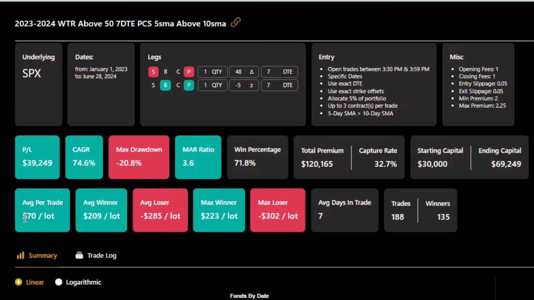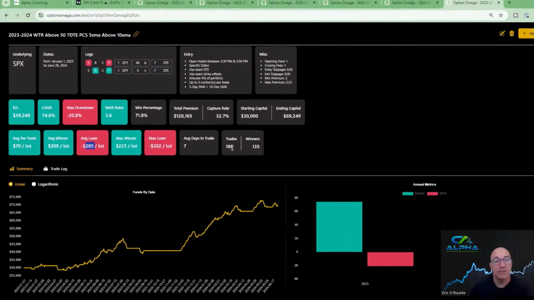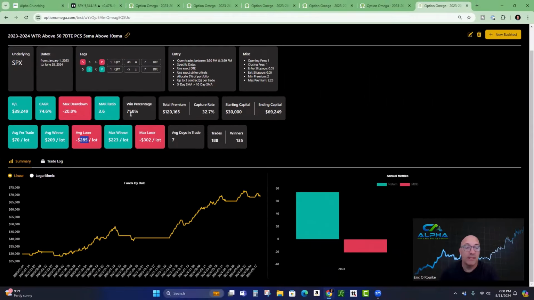The expectancy is basically how much we made per trade, trading one contract at a time, and the expectancy for, let's call it $300 of risk, it's a little bit less, was $70. So this is pretty good for risking $300 and making $70 over 188 trades over the last year and a half or so. Again, 71, 72% win rate with our risk reward being just better than 3-2.